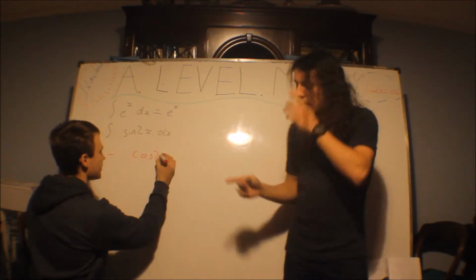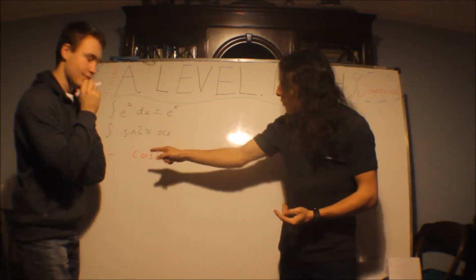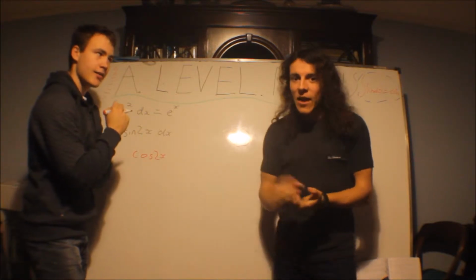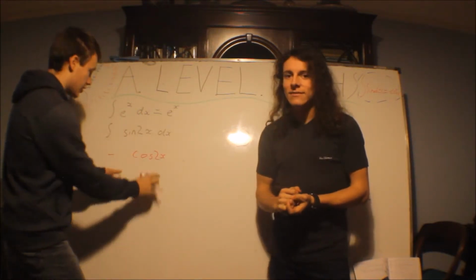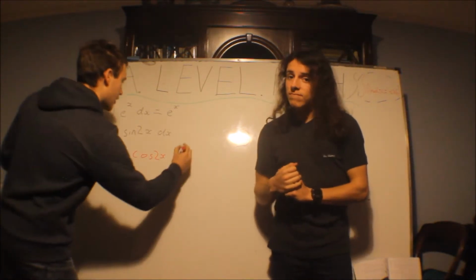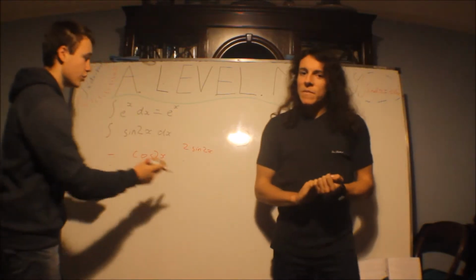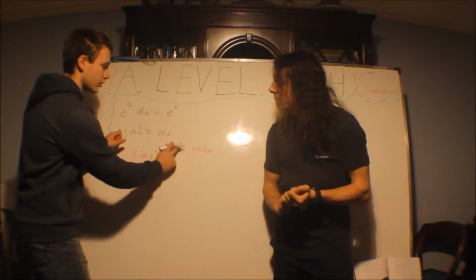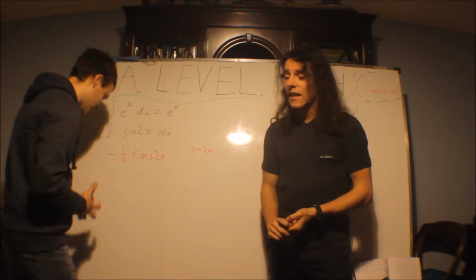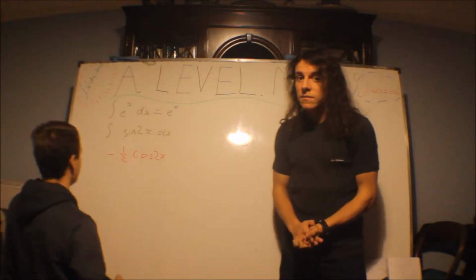Minus cos 2x. Do you see a problem with this? There's a gap between the minus and the cos. Let's just say for a second this was right. If you differentiate that, you're going to get the plus sign, but you're going to get 2 sine 2x. That's not what I want. So what could we put here to not have 2 as the coefficient? A half. So it's minus a half cos 2x.